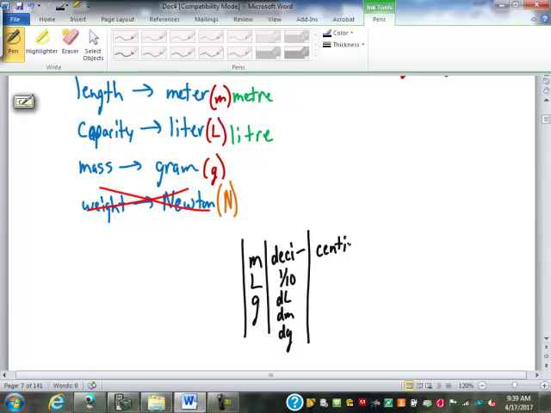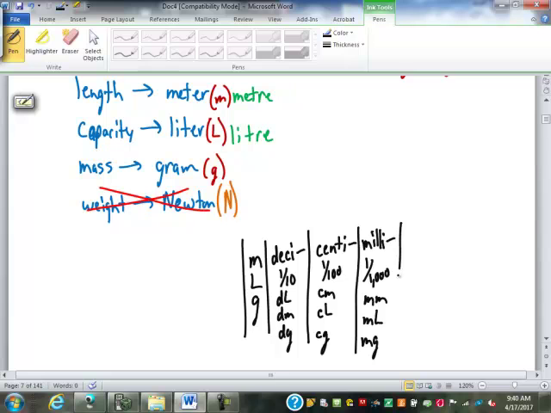Next is the prefix centi, which is 1/100th. So a centimeter, centiliter, or centigram is 100th of a meter, 100th of a liter, 100th of a gram. And then this one pops up again, milli. Remember, mil was 1,000, milli is 1/1000th. So a millimeter is mm, milliliter is ml, milligram is mg. That's 1,000th of a meter, 1,000th of a liter, 1,000th of a gram.